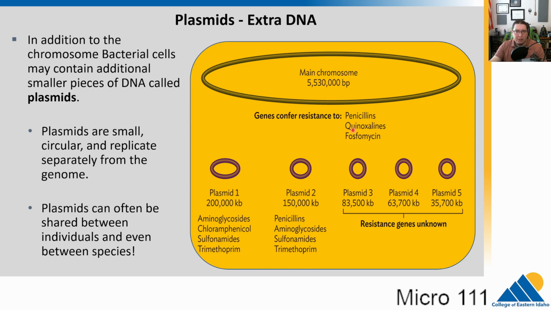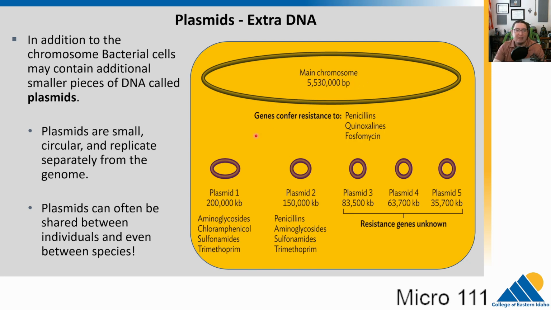In addition to the main chromosome, bacteria can have other little pieces of DNA called plasmids. So plasmids are little circular pieces of DNA that are much shorter. There is a typo in this image from our textbook. This says that the main chromosome is 5 million base pairs long. So it's 5 million A, T, G, and C's long.